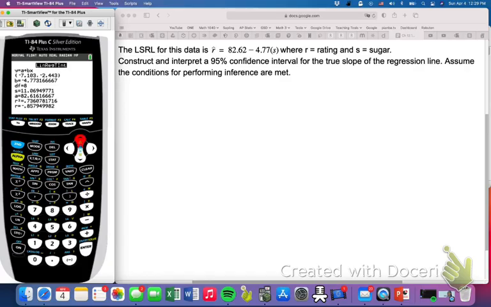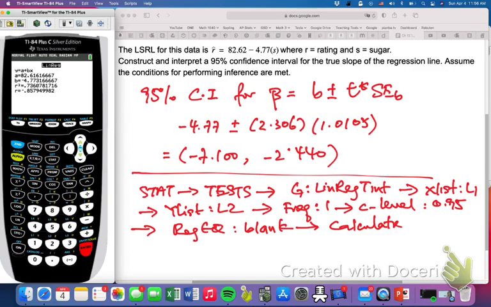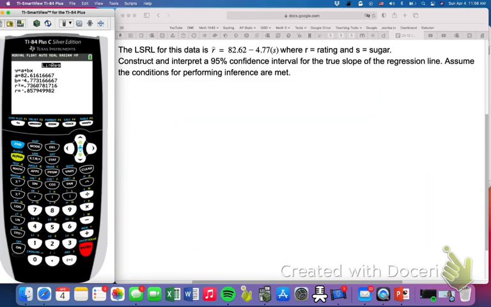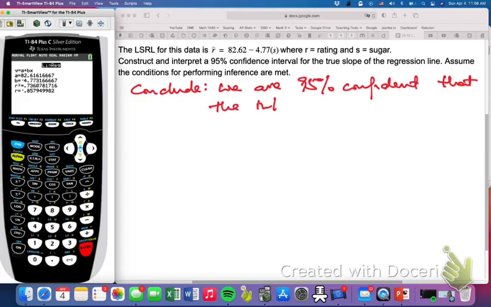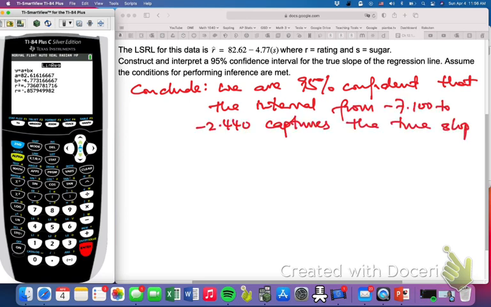All right, so let's resume. I need to conclude. To conclude, ladies and gentlemen, we are 95% confident that the interval from negative 7.100 to negative 2.440 captures, or you can say contains, the true slope of the regression line, right? So let's go to the next question.